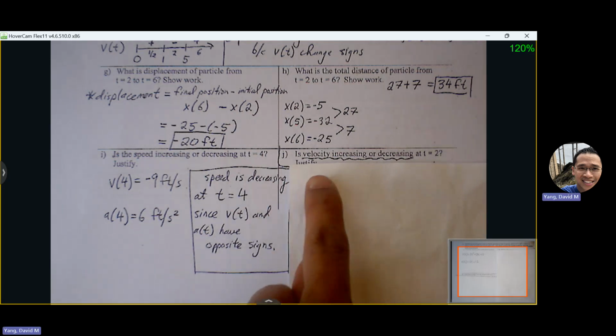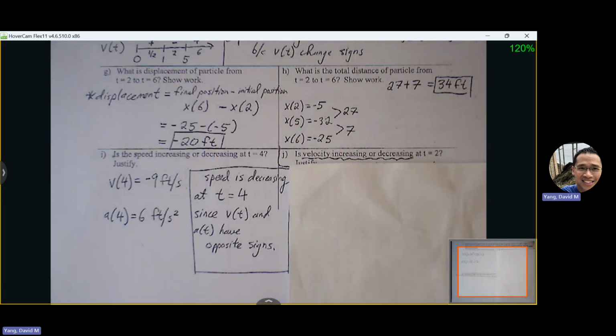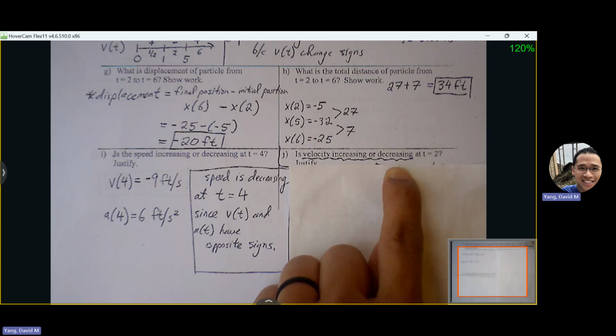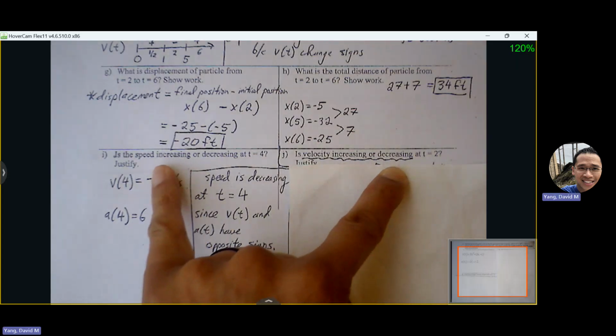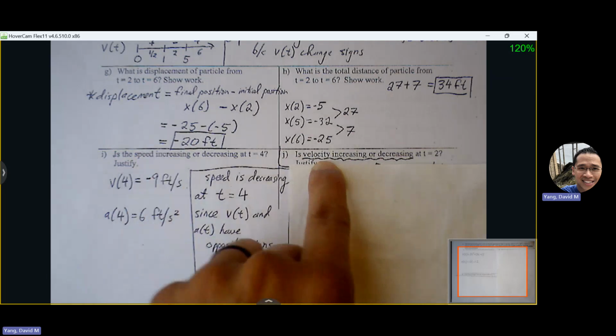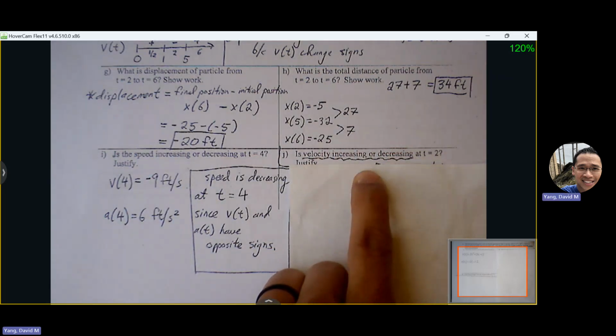Part J, put a star next to this one. This one is troublesome for students, just like how average velocity is. It says, is velocity increasing or decreasing at t equals 2? It looks like the wording here, except instead of speed, it's replaced with velocity. But this one, we don't compare signs. What do we look at? Is velocity increasing or decreasing?